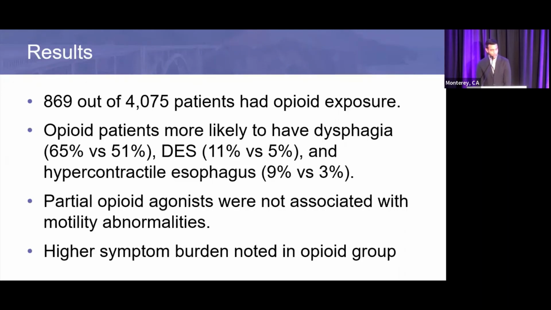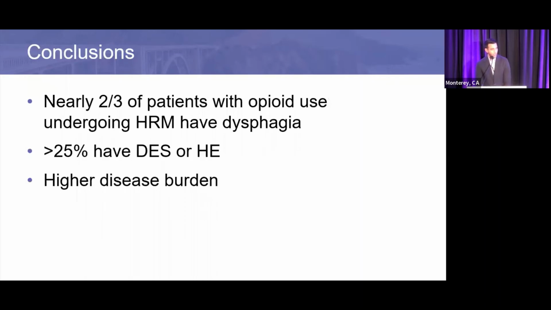Interestingly, partial opioid agonists were not associated with any motility abnormalities. And in those who were on opioids, they had higher symptom burden compared to those who were not on opioids. So in conclusion, about two-thirds of patients with opioid use undergoing high-resolution manometry had dysphagia. A high proportion of them had spasm or hypercontractile esophagus, and there was higher disease burden.